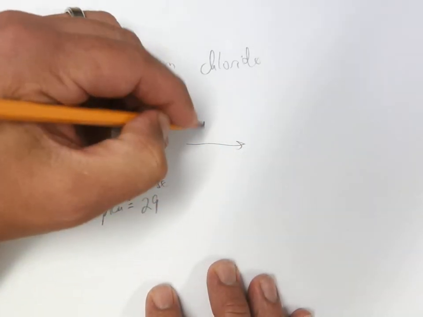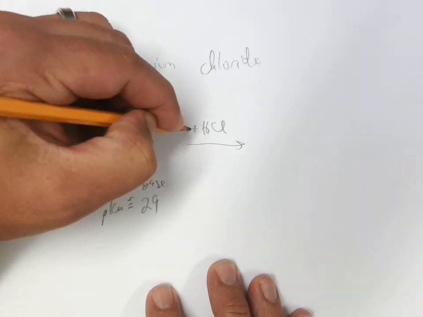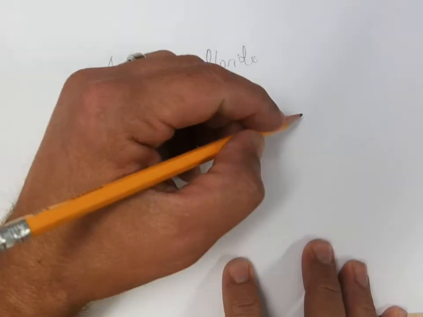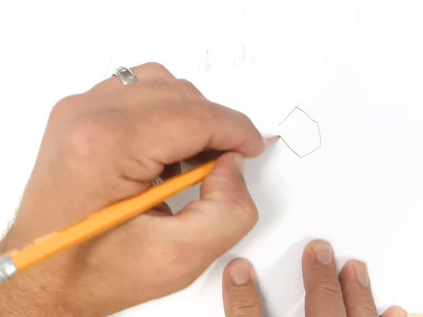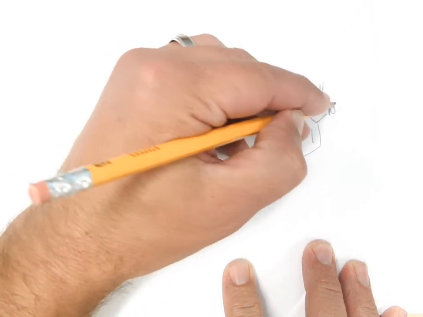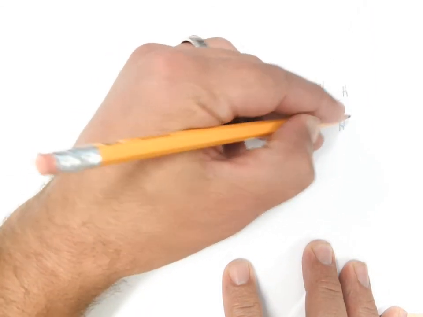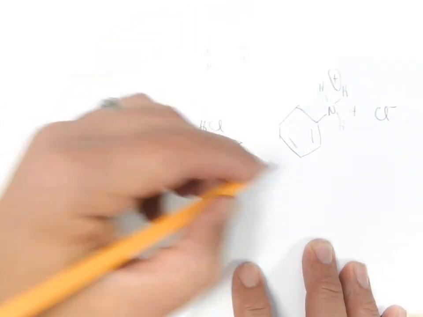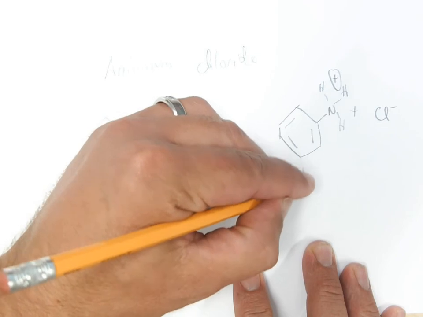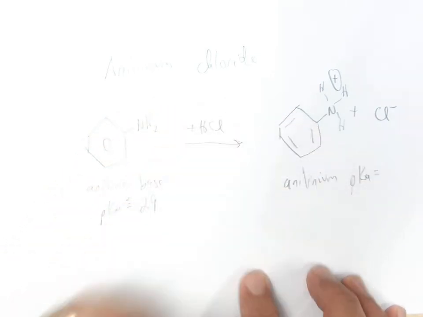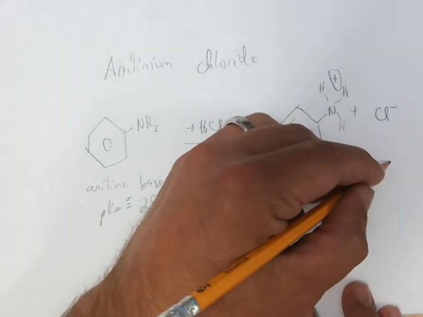But if you add HCl, and this is what a lot of drug companies do all the time, you have a basic form of the drug, and then you have an acidic form of the drug, and they'll generally give you the pKa of the conjugate acid. So anilinium, the pK is going to be somewhere in the neighborhood of 10.